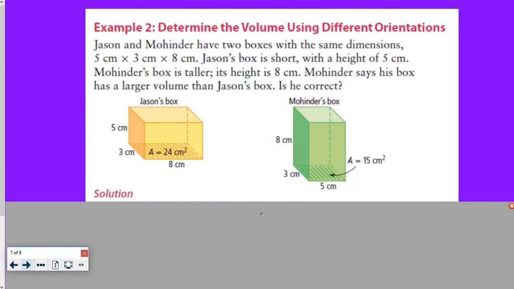Jason and Mohinder have 2 boxes with the same dimensions, 5 by 3 by 8. Jason's box is short with a height of 5 centimeters. Mohinder's box is taller. Its height is 8 centimeters. Mohinder says his box has a larger volume than Jason's box.